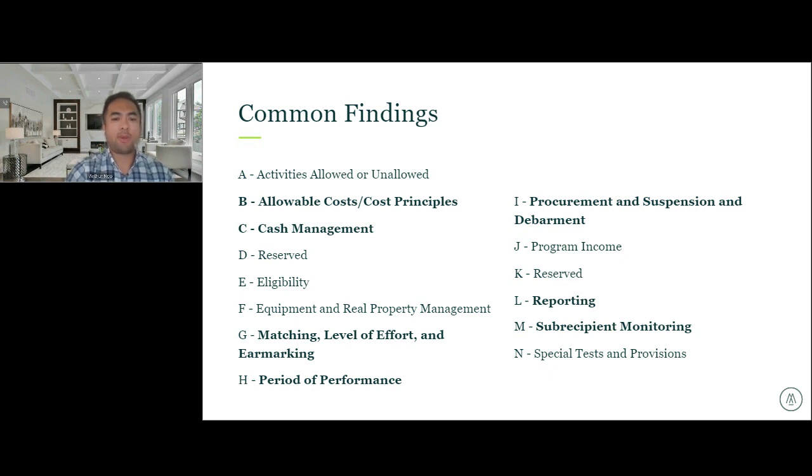And then for matching, level of effort, and earmarking, the matching requirement requires organizations to match or spend a specified dollar amount of non-federal dollars as it relates to federal expenditures for that program. Not all programs have matching requirements, but there are some that do. Level of effort has two different components: supplement versus not supplant, and maintenance of effort. And then earmarking instructs organizations how to spend federal dollars. The most common finding with this compliance attribute is that matching, level of effort, or earmarking are not met due to lack of controls.